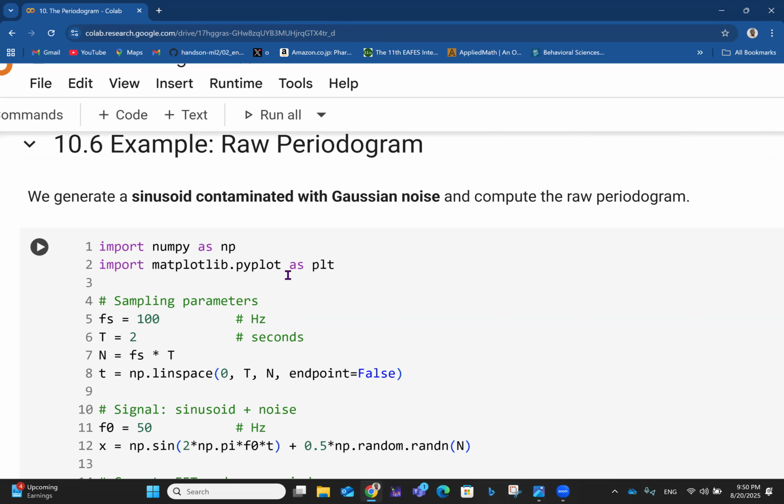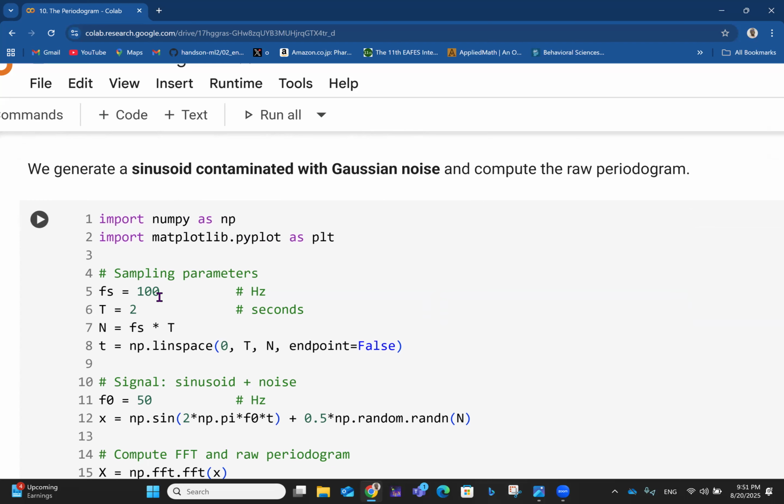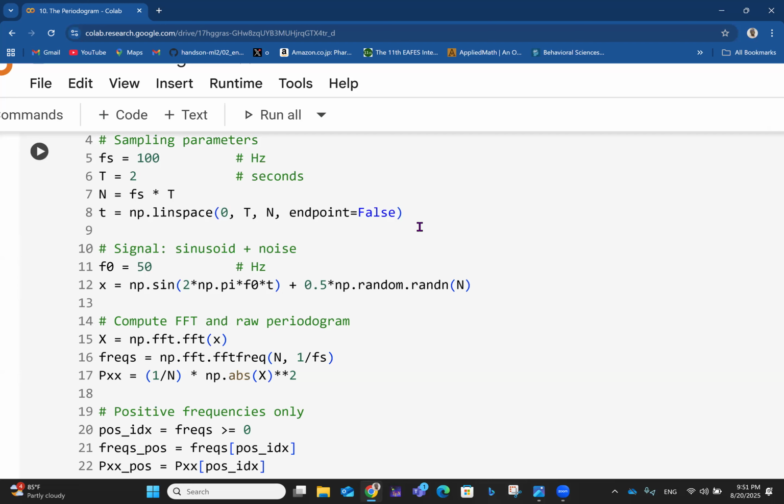Here we need two Python libraries, NumPy and Matplotlib, right? NumPy for computation and Matplotlib for visualization. We have the sampling frequency of 100 Hertz. The period is 2, and then we have the number of samples to be the sampling frequency times the period. That will amount to 200. Then we have the time domain, so to speak. It's from 0 to T divided by the number of samples. So endpoint is false, like we don't have endpoints, maybe.